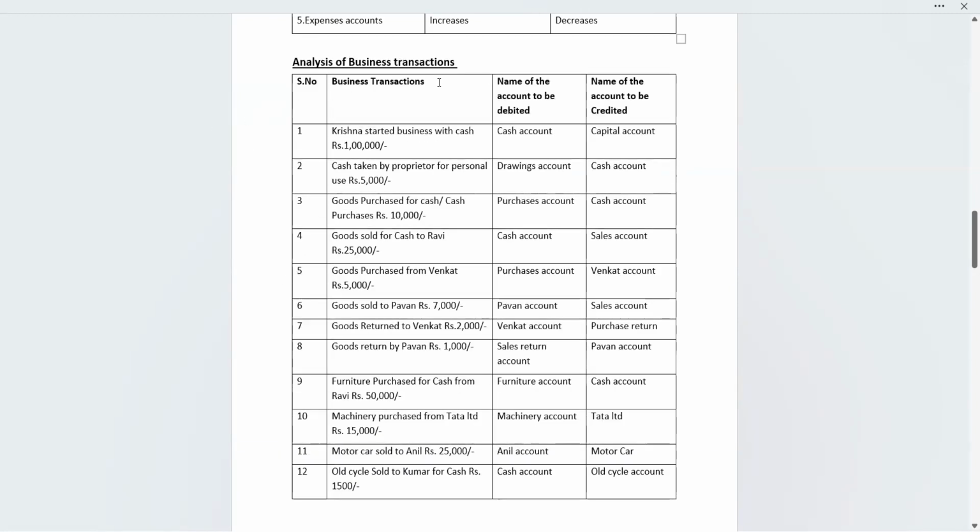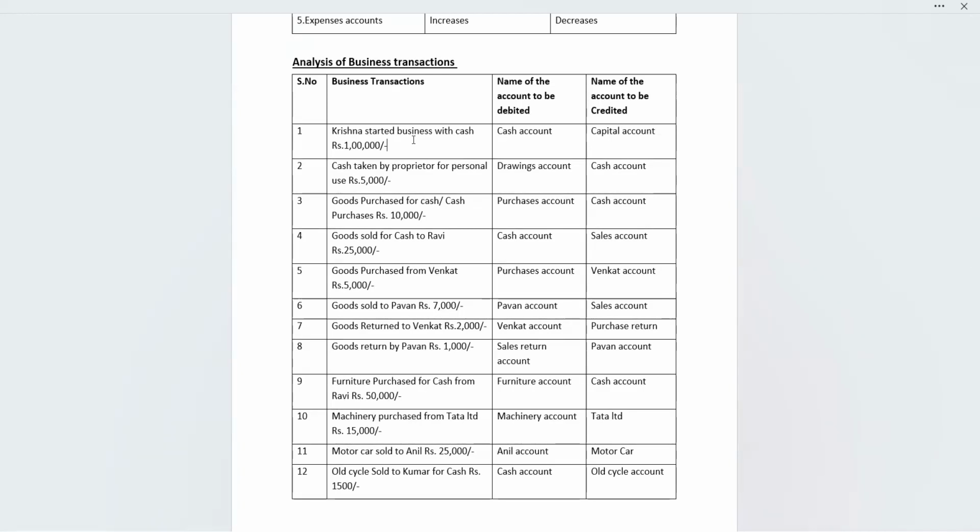So, analysis of business transactions. This is the first business transaction. Krishna started a business with cash, rupees 1 lakh. Who started? Krishna only. Krishna started the business. So always think from the company's point of view. Here, how many ledger accounts are there? Two ledger accounts. One is the capital, another one is the cash account.